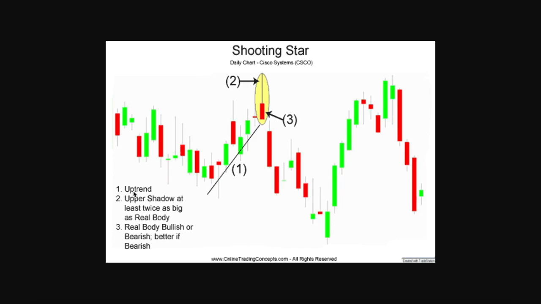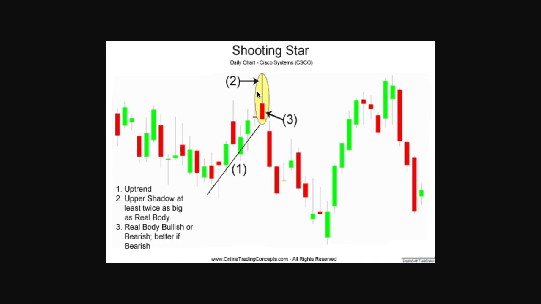The first thing you need to see, like it says here, is the uptrend. You cannot have a shooting star in a downtrend. That would actually be something called an inverted hammer. And then you also want to see the upper shadow be at least twice as big as the real body. So what this means is that this upper wick should be twice the length of this body right here.